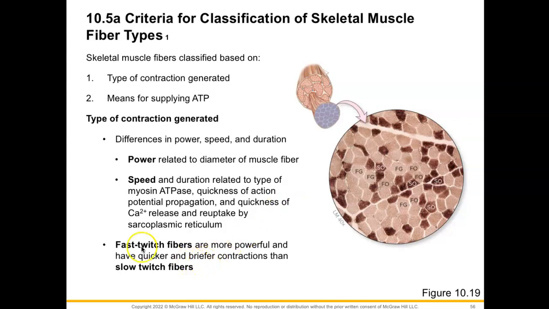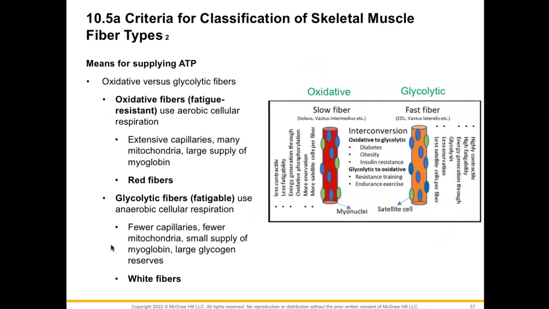So we are going to compare our fast twitch and slow twitch muscle fibers. Our fast twitch muscle fibers will find are more powerful and have a quicker and briefer contraction than the slow twitch muscle fibers. So let's take a look at that first characteristic, the means for supplying ATP. When we look at oxidative fibers, this means that they will be fatigue resistant.